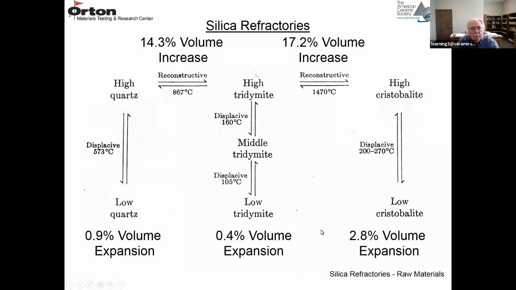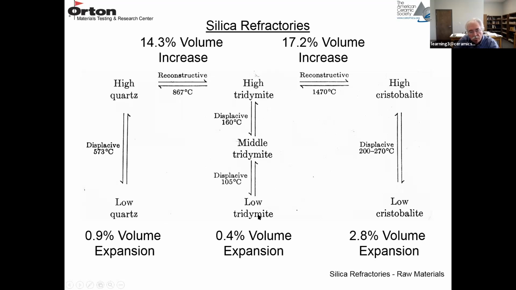So in the silica refractory, these are the different transformations that take place. There are three crystalline structures. There's quartz, tridymite, and cristobalite. Quartz goes from low quartz to high quartz. That's a displacive transformation, and that happens at 573 degrees C. And there's a 0.9% volume expansion that takes place with that transformation.